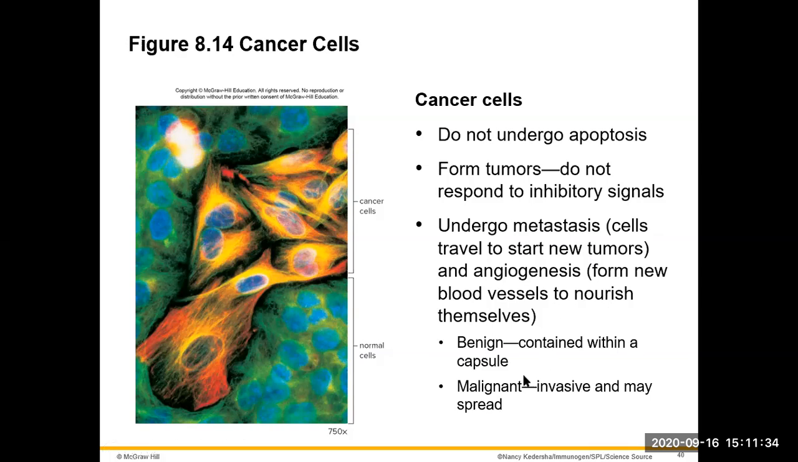These cancer cells might be benign or malignant. If it's benign, that means it is within a capsule. Even if they are dividing, at some point they stop dividing because there is a capsule that holds the tumor. But if it is malignant, it breaks this capsule and goes away to different tissues, and it will metastasize. That means it will form its own blood vessels, nourish itself, and form new tumors.